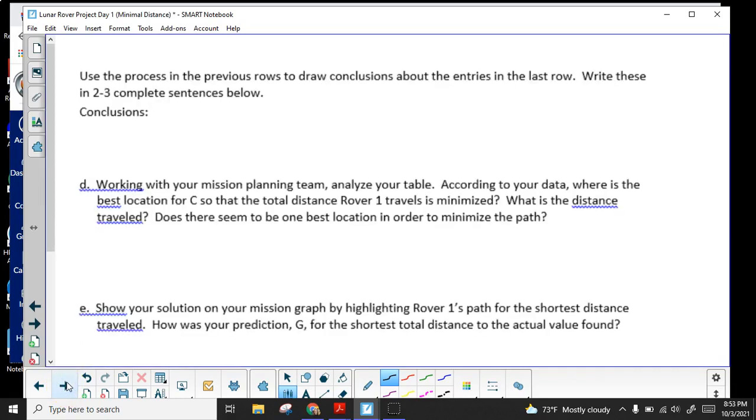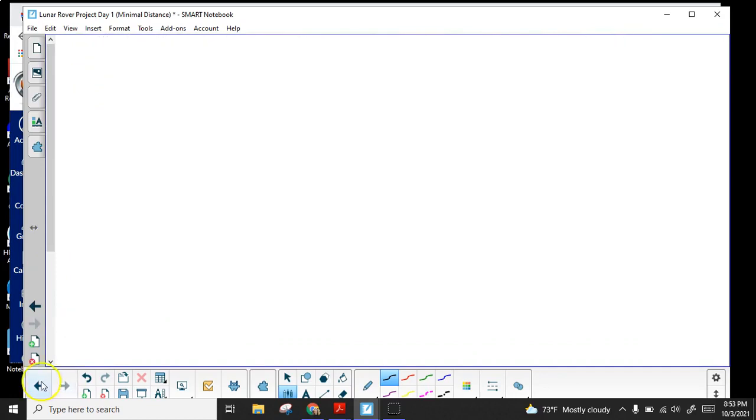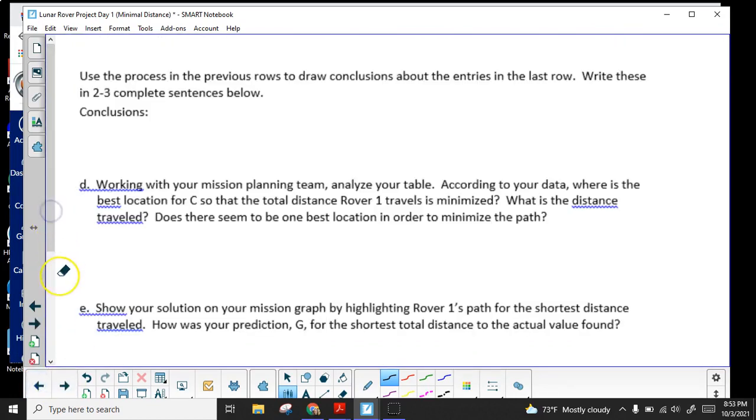After you've had a chance to do all that, you will get a colorful graph. You will have 10 segments in 5 different colors, and then work with your team to answer these questions right here. And then our next stage of our project, we will be talking about distance and time. Okay, if you have any questions, ask.